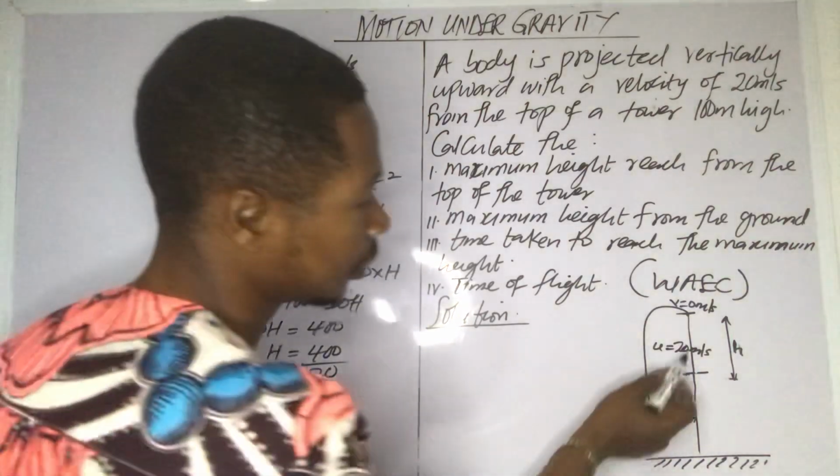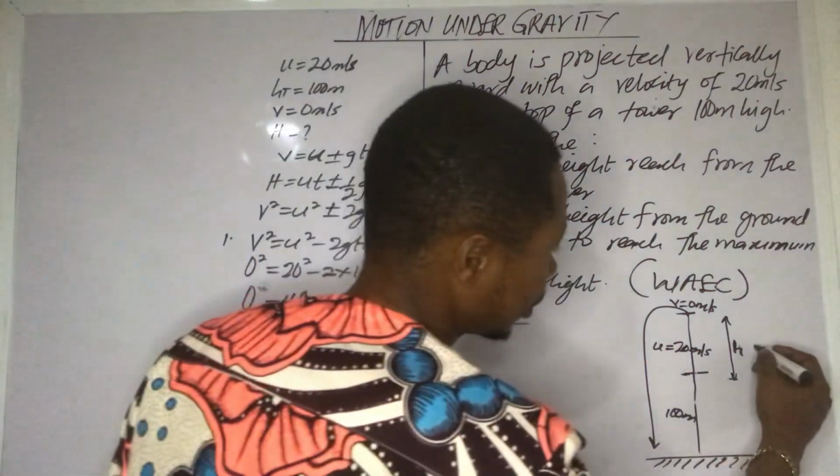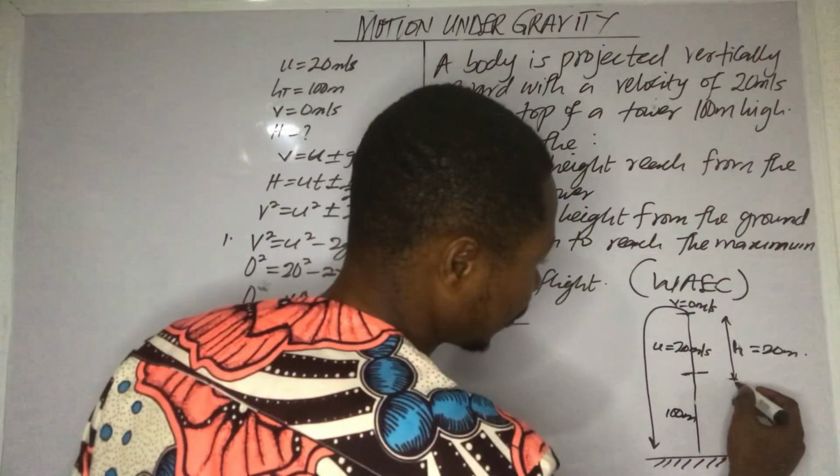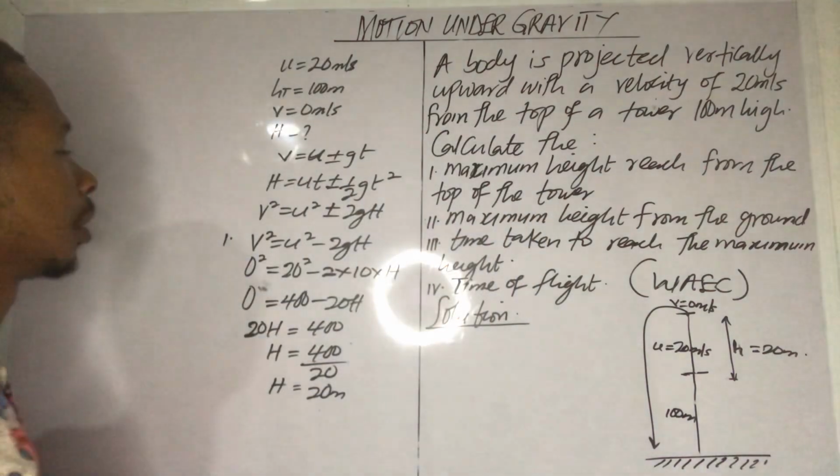That means the height from this place to this place, this h, is 20 meters. And don't forget that from here to here is 100 meters. So that's the first one.